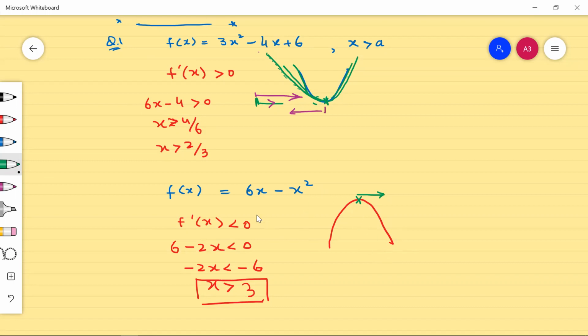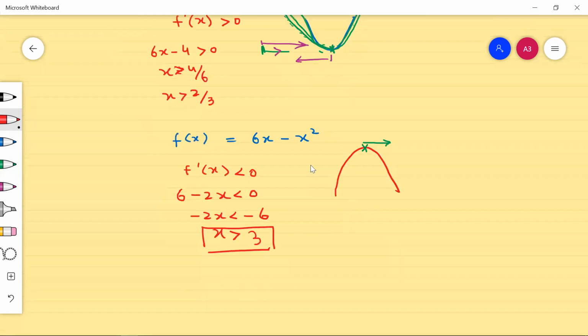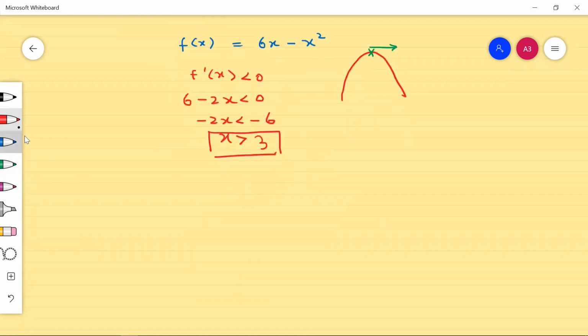These are very simple questions. Whenever the question says find the interval where f of x is increasing or decreasing, you simply put the derivative less than 0 or greater than 0. One more example of a cubic function: f of x is equal to 3x cube.